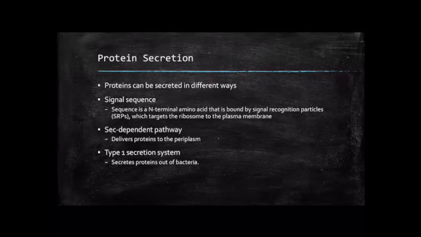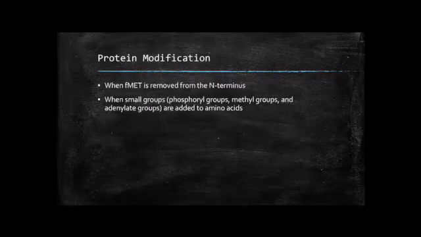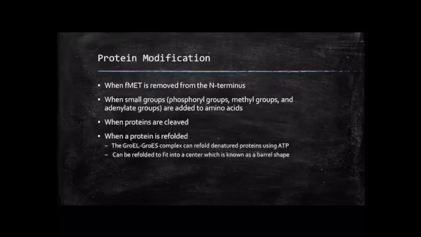Once the proteins are secreted, they can be modified by enzymes. So once proteins are secreted, they don't have to stay the way that they were originally secreted. They can be modified and changed. So a couple of these examples of protein modification that goes on within an E. coli or a bacterial cell is when fMet is removed from the N-terminus. fMet is N-formylmethionine, which is the start codon for prokaryotes. We'll discuss this a little later, but that's what fMet stands for.